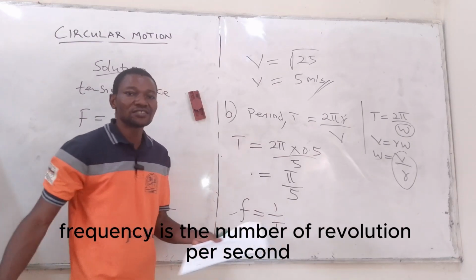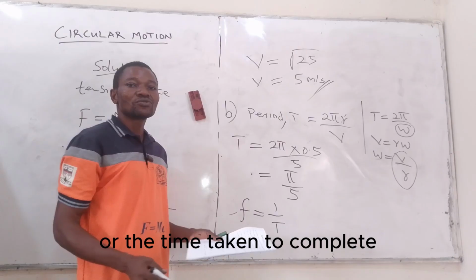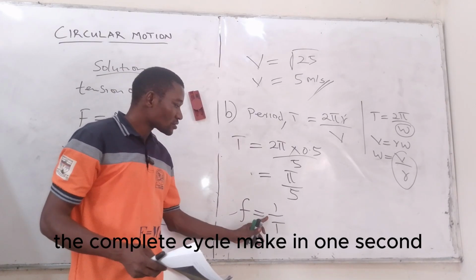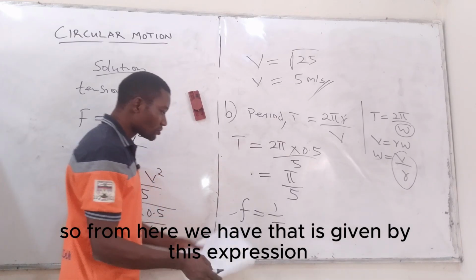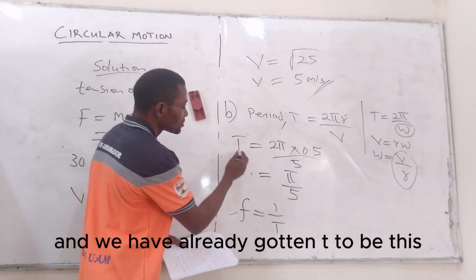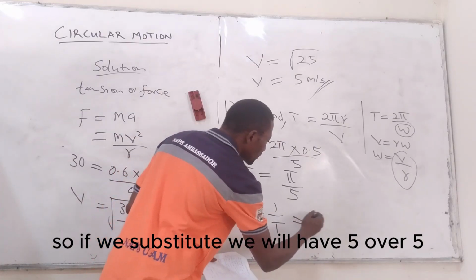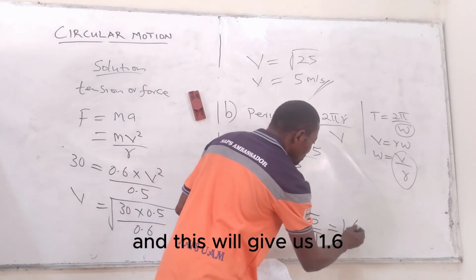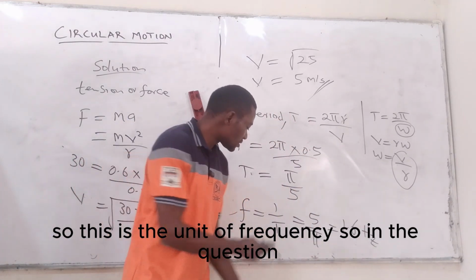Remember, we say frequency is the number of revolutions per second, or the time taken to complete the number of oscillations, the complete cycles made in 1 second. So from here, we have that frequency is given by this expression. And we have already gotten T to be this. So if we substitute, we will have 5 over pi. And this will give us 1.6 what? 6 hertz. So this is the unit of frequency.